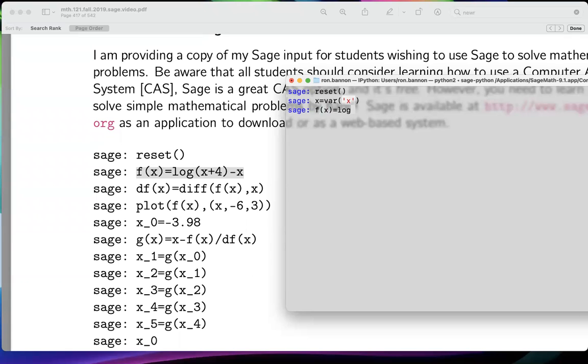All right, so log of x plus 4, minus x. Okay. And then what I would do is, let's take a look at this. I'm going to assign df the derivative of that with respect to x. I'm going to plot f of x between -6 and 3.